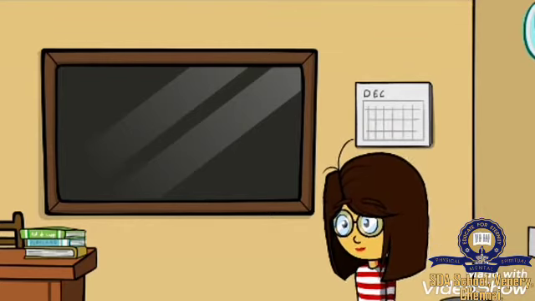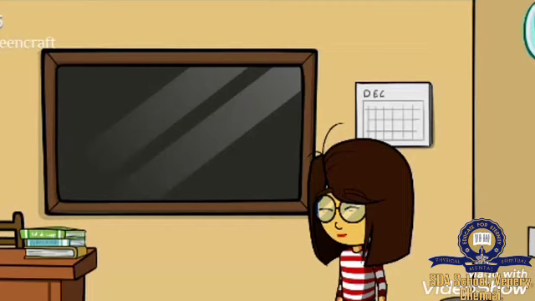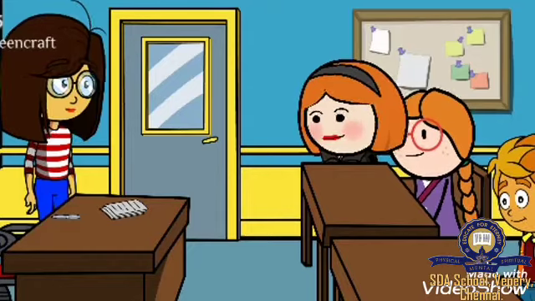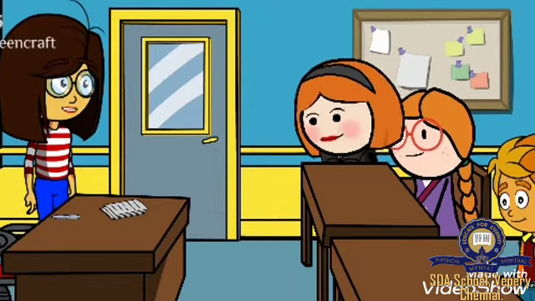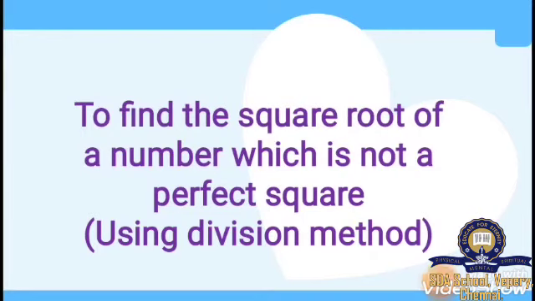Today we are going to see how to find the square root of a given number which is not a perfect square using the division method. Can anyone say whether 14 is a perfect square or not? It is not a perfect square. Yes, very good. How did you find that it is not a perfect square? Because its exact square is not obtained. Yes, very good. Now let us see in detail how to find the square root of a given number using the division method.